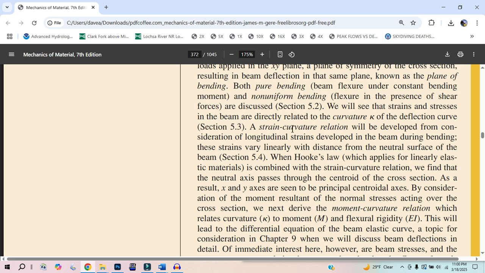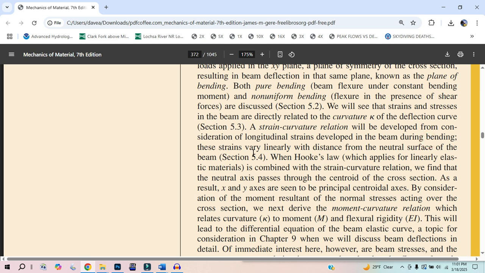All right. And so if it crunches in at the top and elongates at the bottom, we will have a curve. The more you crunch it in at the top and the more you stretch it out at the bottom, the more curve you're going to have. That curve can be represented as the radius, or with this curvature k, which is just 1 divided by that radius. All right, so this strain curvature relation will be developed from consideration of longitudinal strains developing in the beam during bending. Same thing I just said, but they just had to say it in a dumber way.